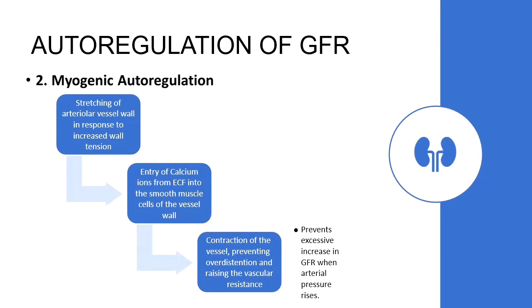The second mode of autoregulation that we need to study is the myogenic autoregulation. What is myogenic autoregulation? It is a very simple process where there is an increase in the arterial pressure, which is causing a stretch of the arteriolar wall. This causes the entry of calcium ions from the ECF into the smooth muscle cells of the vessel wall. As we know, calcium will help these cells to contract. So there is a contraction of the vessel which is preventing the overdistension and in turn is increasing the vascular resistance. So what this is doing is that it is protecting the GFR from rising to an exceedingly high value when the arterial pressure itself is very high.